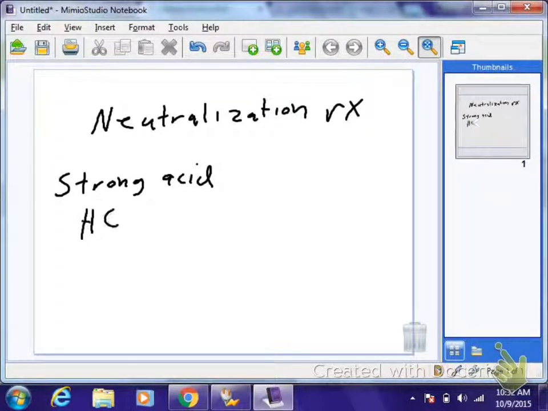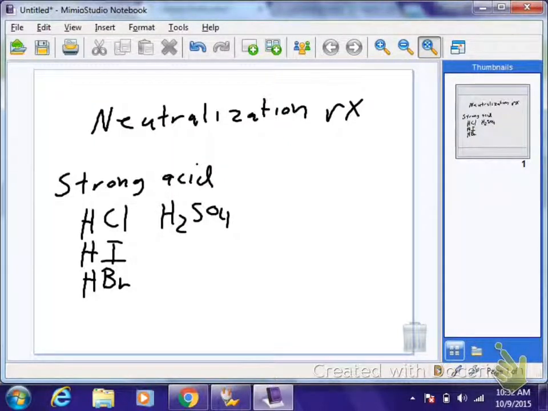HCl. HI. HBr. Sulfuric acid, H2SO4. 2 more. HNO3. The last one you probably won't get is HClO4.